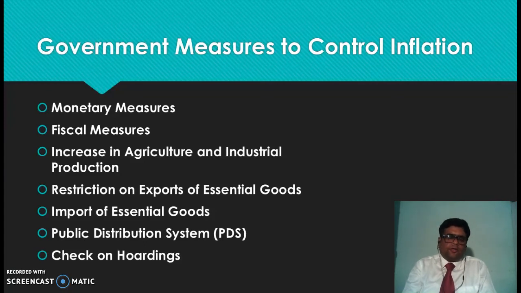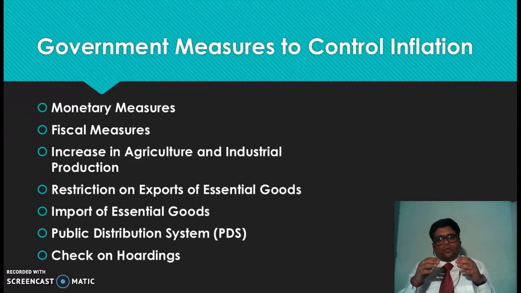Then comes fiscal measures. Monetary measures and fiscal measures are sister policies. Monetary measures are taken by the Reserve Bank of India, and fiscal measures are taken by the Government of India. In fiscal measures, we try to maintain a balance between the government's expenditure and the government's income. The government tries to reduce its expenditure and increase its income, so that a favorable situation comes.